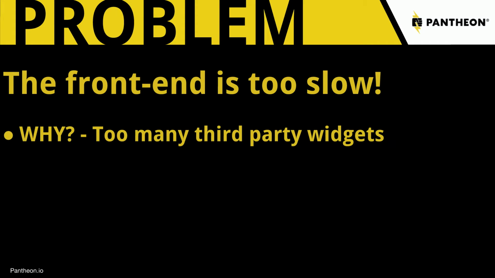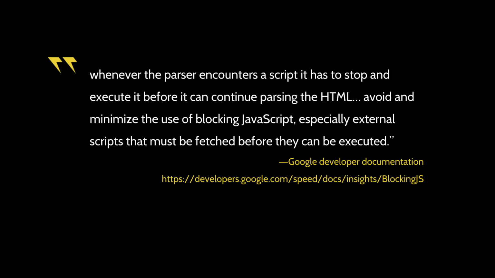So if the problem is the front end is too slow, your answer may be that there are too many third-party widgets. Why is that a problem? If we're dropping YouTube embeds, if we're dropping Twitter share links, if we're dropping a third-party search tool in the middle of our HTML, why is that a problem? Well, from the Google developer docs, when a browser is parsing HTML and it comes across one of these third-party JavaScript scripts or even something that you're hosting on your own website, it has to pause the parsing of the HTML, go get that script, process it, and then continue on.